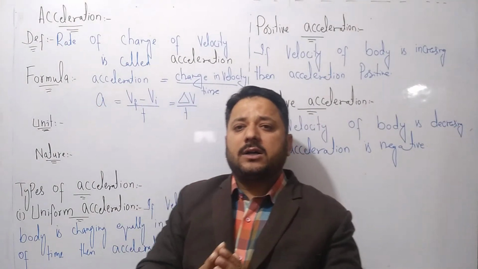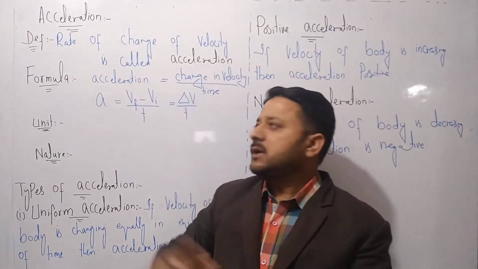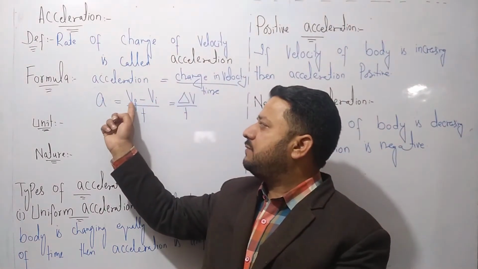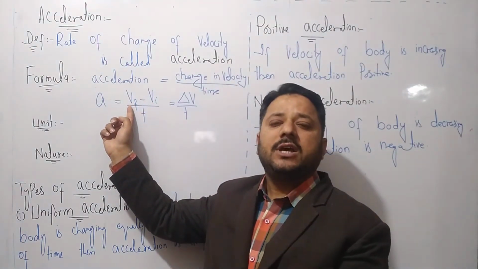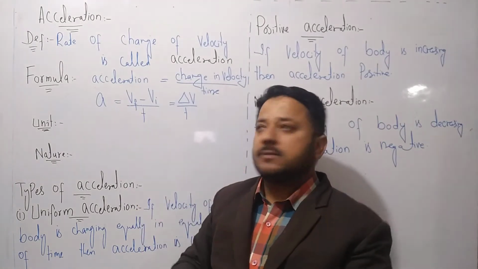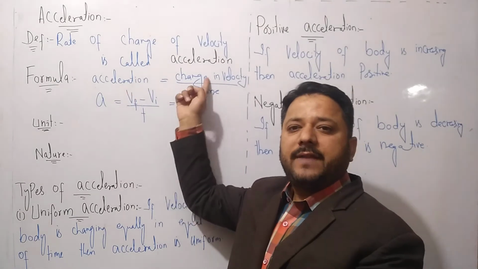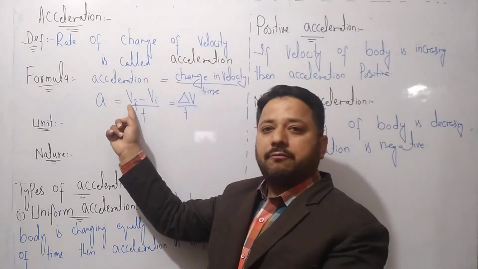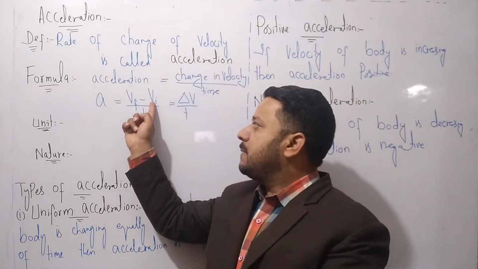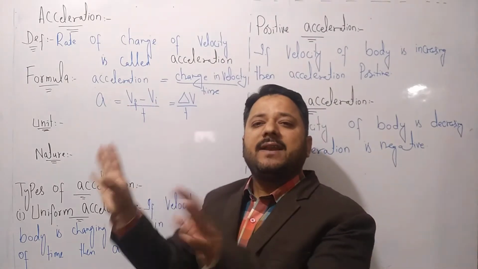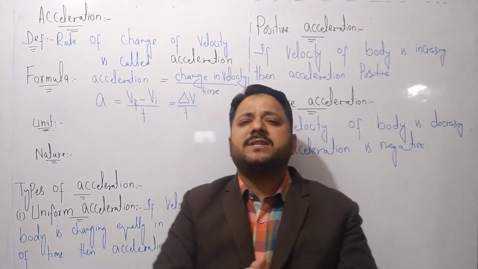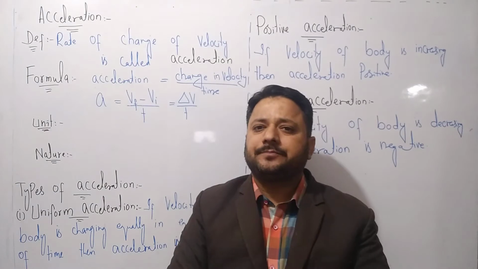Students, how can we say that? Whenever we subtract initial velocity from final velocity, we get change in velocity. This was change in velocity over time, the formula of acceleration. If we subtract initial velocity from final, we get the change in velocity. I'm giving you a very simple example to explain this.